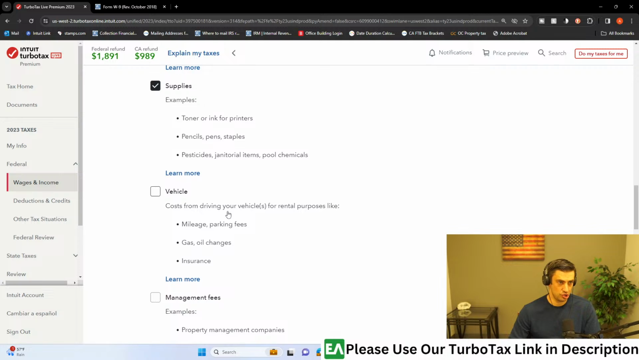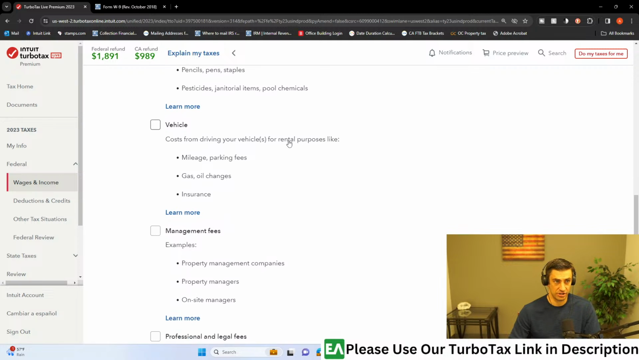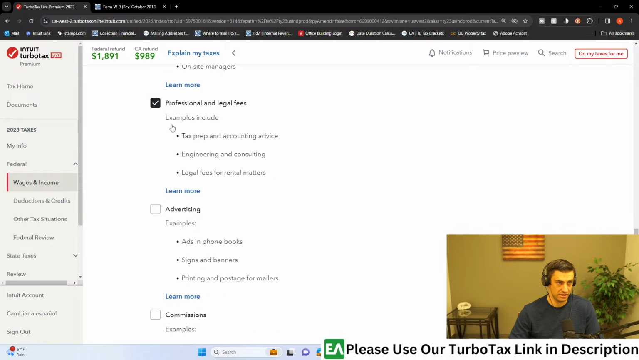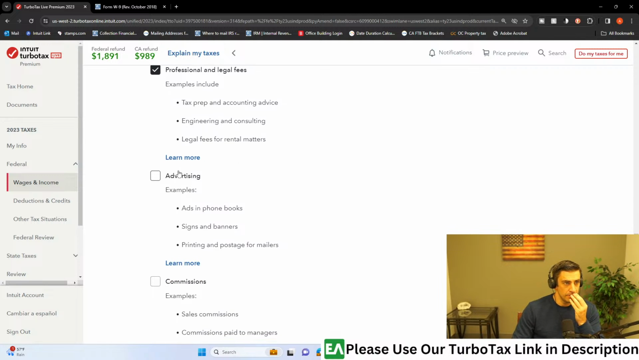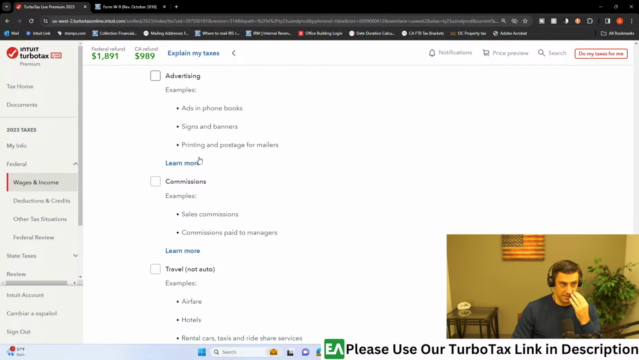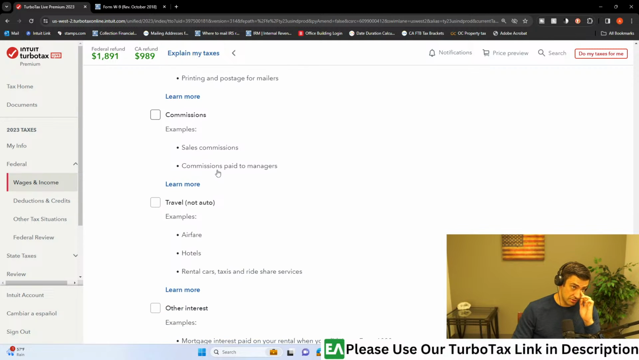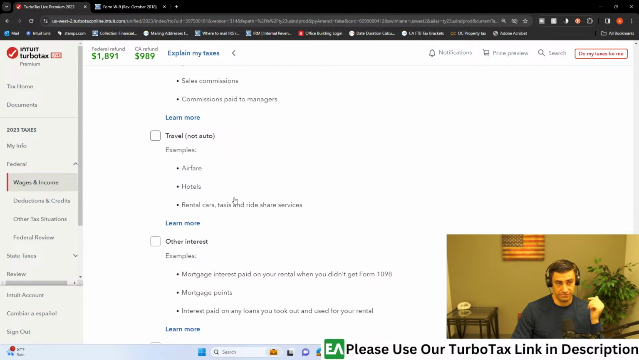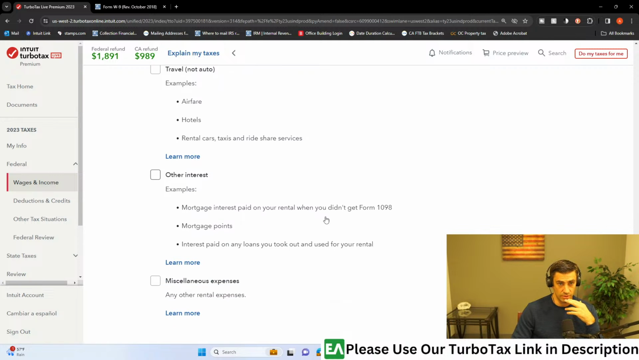Some supplies, sure. Vehicle, look at cost for driving for rental purposes. Like if you had to go check on your rental, you could do something like this. That's common. Management fees we got. Professional fees, look at that. Tax prep fees, that's like my fee that I charge people to do their taxes. I always tell them we can put that as a deduction. I generally do. Advertising, I'll just say that's on the management. Commissions, no. Sales commissions paid to managers. Travel, not auto. So if you had to fly for your rental property, I guess that's one of those things that we can do as well.